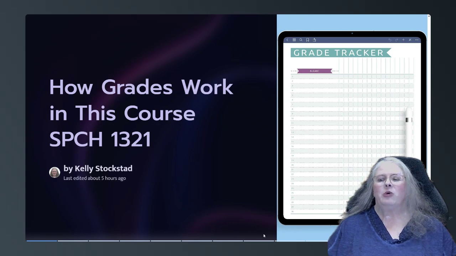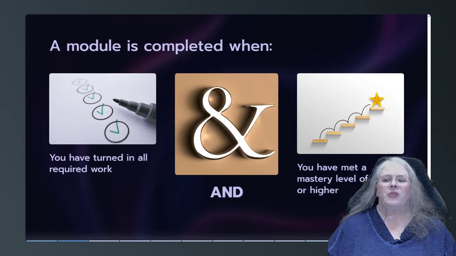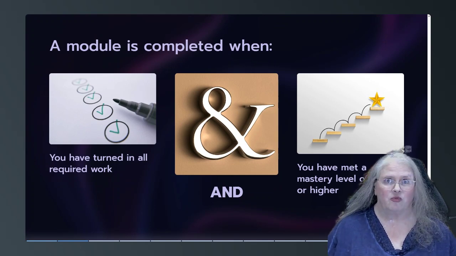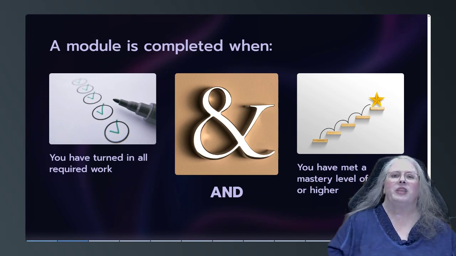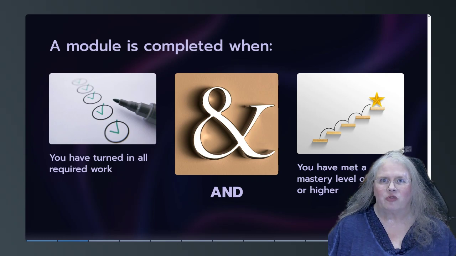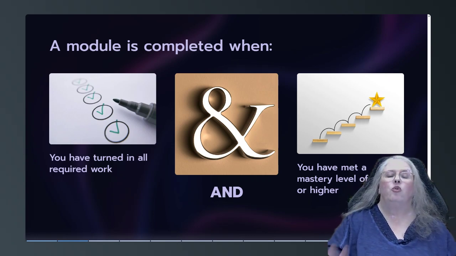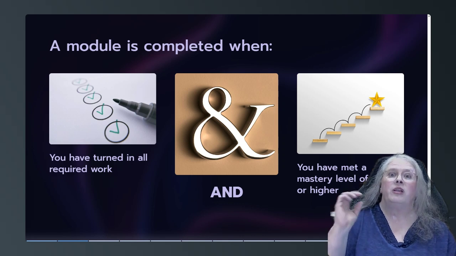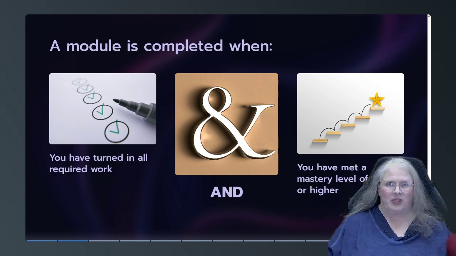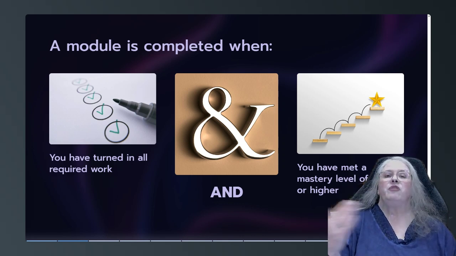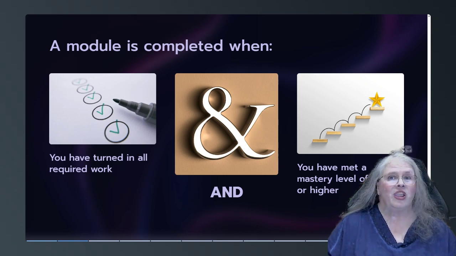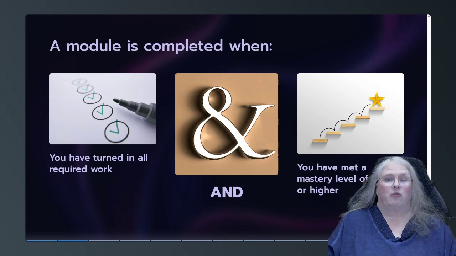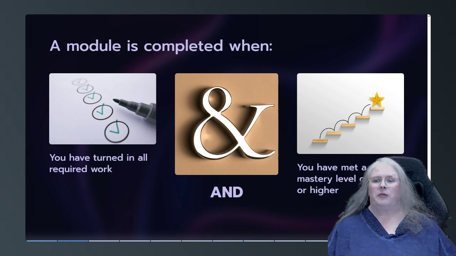So, what this looks like for us is that you must turn in all required work in a module, and you have to meet an 80% mastery level for that module as a whole. That does not mean you have to get 80% or higher on every piece of graded work. Instead, it's kind of a whole grade. If you don't get to that 80% at first, you can try again. So you can resubmit, and that grade will replace the previous grade.